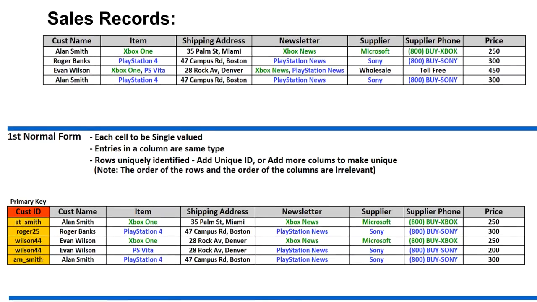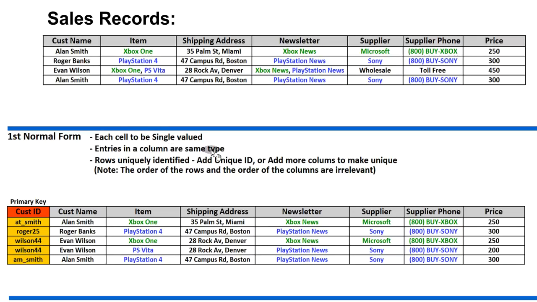So this is the table in first normal form. Each cell is single valued. So for Evan Wilson, these two items were separated out into two separate rows, one for Xbox One and one for PlayStation Vita. Notice this had 4 rows here, and this now has 5 because he made 2 purchases in one transaction. So that takes care of that.